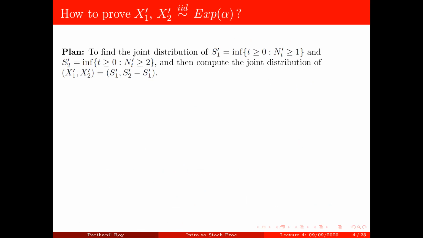Now our plan, as I said, we'll sketch the proof that X1 dash and X2 dash are IID exponential alpha. And the plan is to find the joint distribution of S1 dash and S2 dash, and then compute the joint distribution of X1 dash, X2 dash from there, which is a linear function of S1 dash and S2 dash as we saw last time.